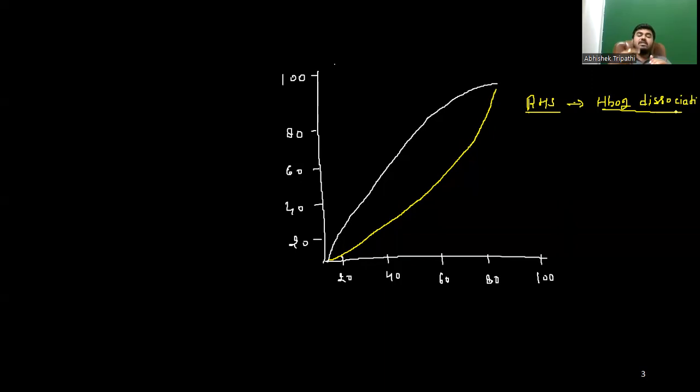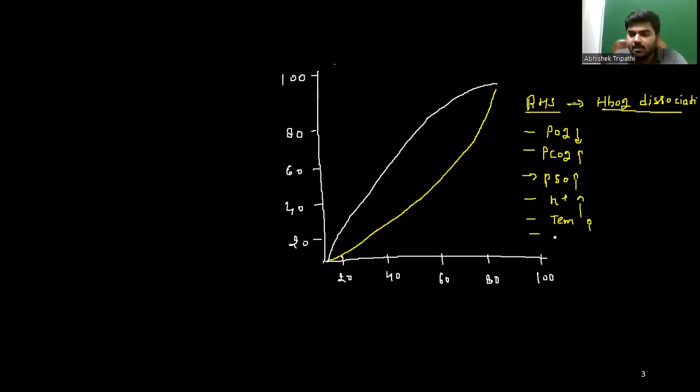When the curve shifts toward the right side, what will happen? Partial pressure of oxygen will decrease, and partial pressure of carbon dioxide increases. P50 value will increase. H plus concentration increases, and temperature will increase, but pH will be lower, in the sense decreases.